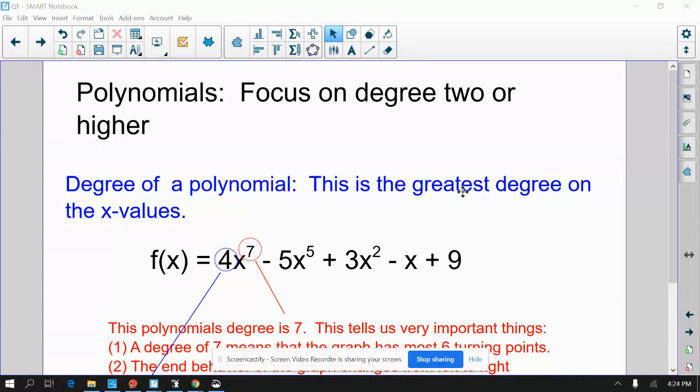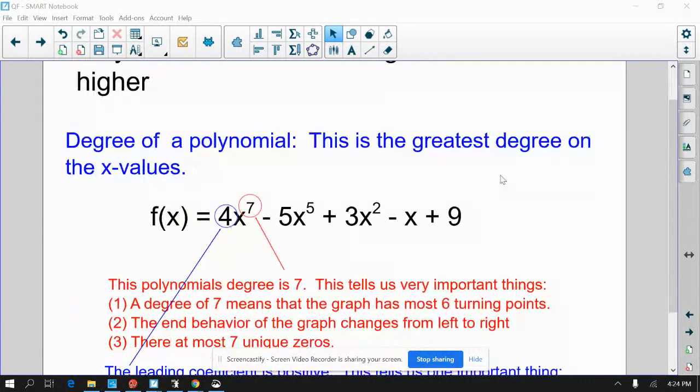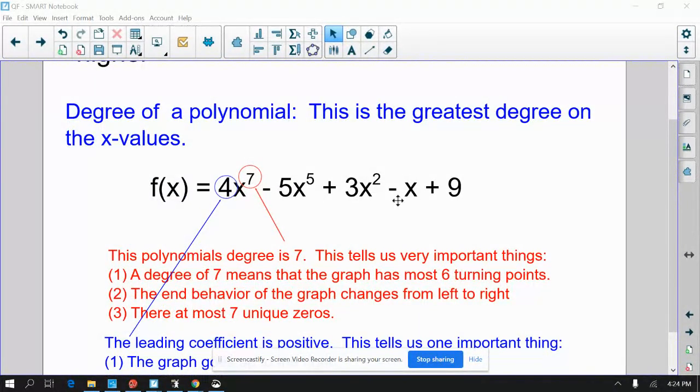So we've spent a lot of time on quadratics. They're important. But now we're not only going to include quadratics, which is degree 2, but we could go higher, 3, 4, 5, etc. So here's our first example. This is a polynomial, a degree 7 polynomial. Now this degree tells us a lot. Three things that we need to know.